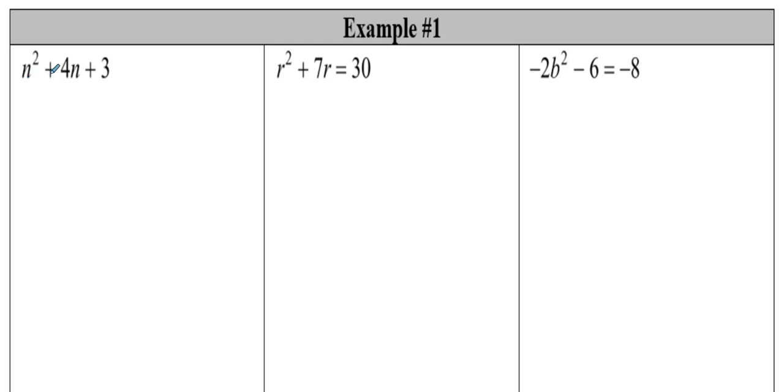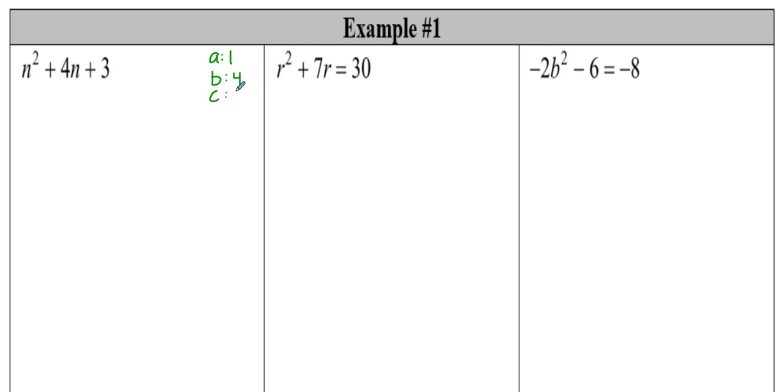So this first one, if we take a look, it looks like we are already in standard form. So there's nothing that we need to move around. The first thing we might want to do is find our A, B, and C values. So let's go ahead and do that. So our A value is going to be this 1. Okay, and then our B value is going to be that 4, and then our C value is going to be the 3.